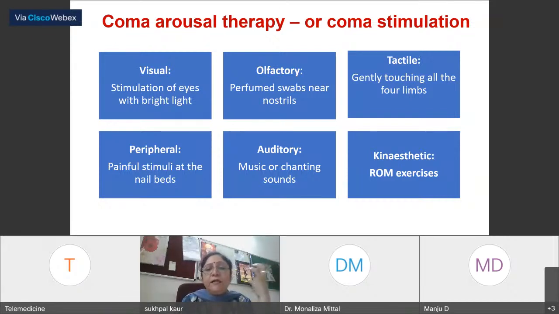So we can go for a specific type of music, or we can have certain recordings from the patient's caregivers, like the kids, the wife, or the parents, which can be given to the patients to be heard with earphones. They are also quite helpful, and definitely we can make use of kinesthetics, including range of motion exercises. So these are small measures which can really help increase the consciousness level of the patients.